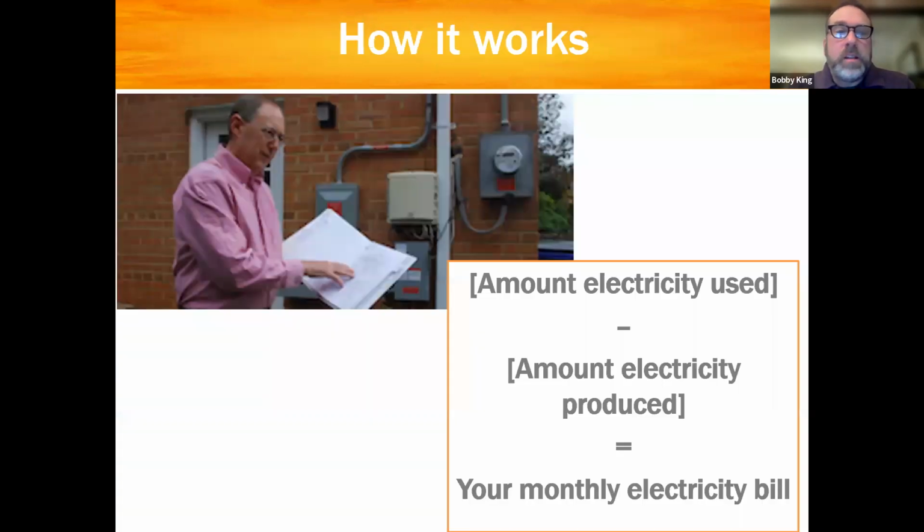Next slide. So really, it's pretty simple. The amount of electricity used minus the amount of electricity produced will be your monthly electric bill. And that can be a negative number where the power company owes you money. Power companies have different options on how you settle up. Some let you do it month to month. Others do it once a year. Some let you choose. But that's how net metering works.